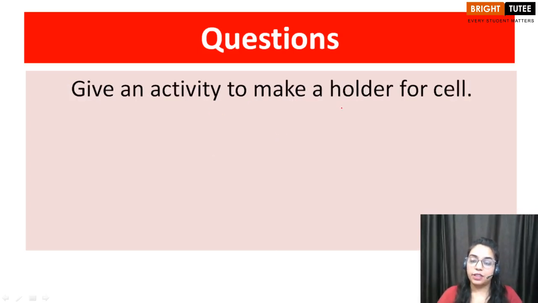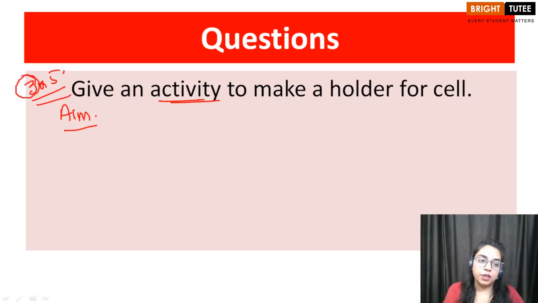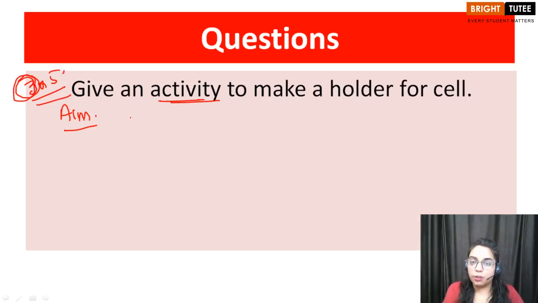Give an activity to make the holder for the cell. So children, how do we make a holder for the cell? Whenever a question is asked in the form of an activity or an experiment, first you will give the aim for it. Such types of questions can come in 3 to 5 markers, but this question will come for a 3 marker only, okay, because this is a small activity. For this, the aim is to make a holder for a cell.